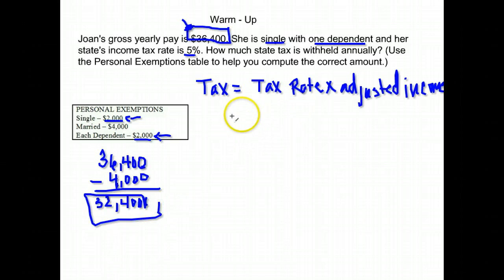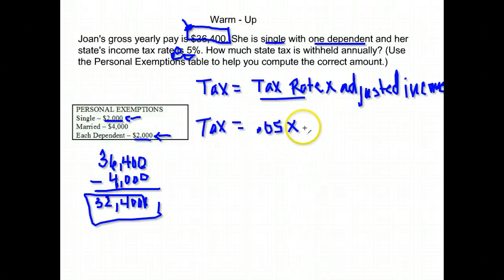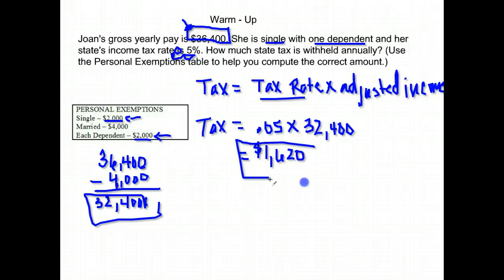We're going to take that up here to our formula. This time we don't know how much the tax is that's withheld. That's what we're trying to find. We do know the tax rate is 5%. Move the decimal 2 places to the left. We're multiplying by 0.05 for our tax rate, and we multiply it by our adjusted income, which was $32,400. When we do that, we get $1,620. That would be the amount of state tax that is withheld.